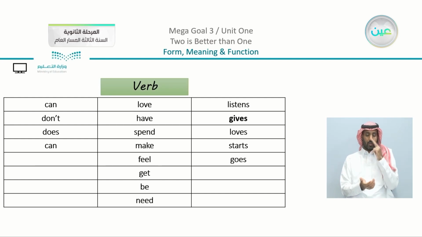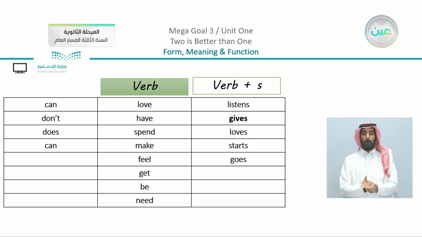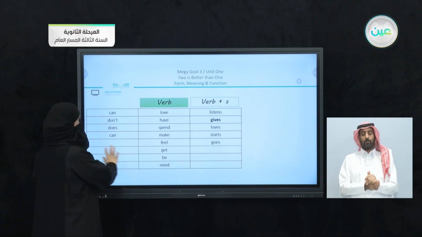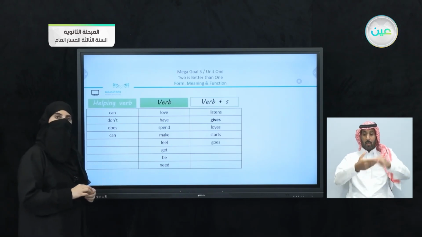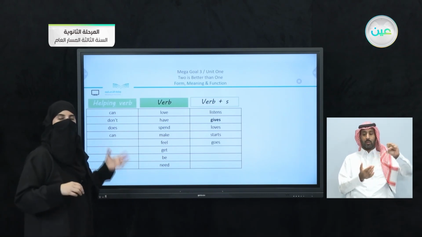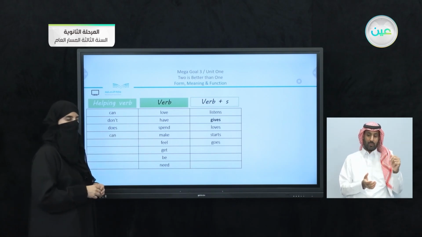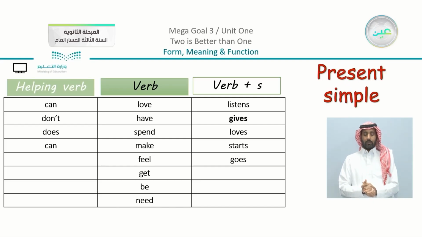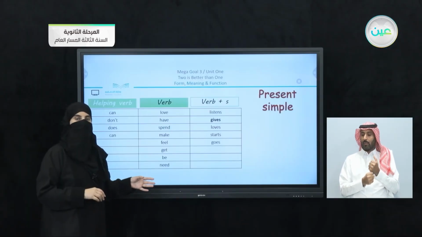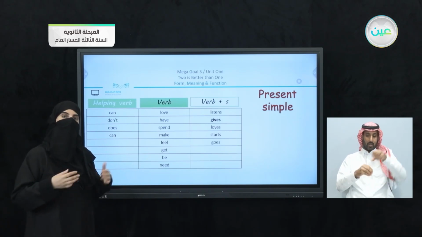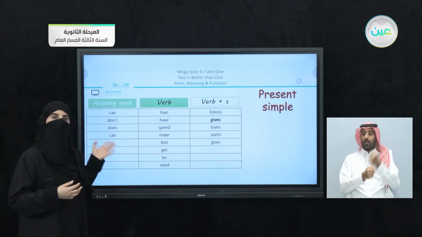You can see that we have here the main verb. It can be a verb plus S. We're going to see when. And we have here helping verbs are also used, or I wrote them also in our paragraphs. So we have here, there are three different parts. Now you can see that all of these verbs, they are in the present simple. We have the main verb, it is in the present simple. When I add S to the verb, it also means the present simple. And we have here the helping.